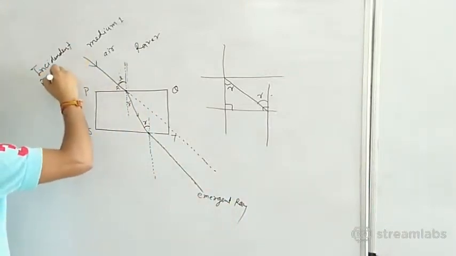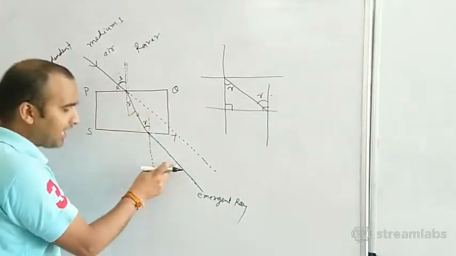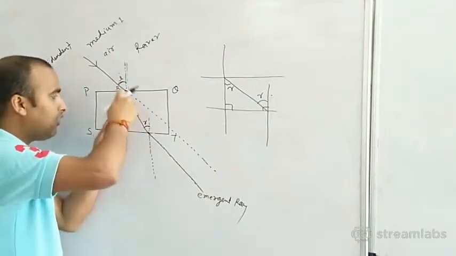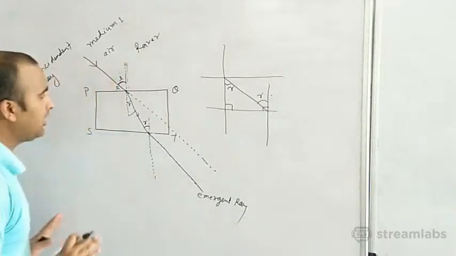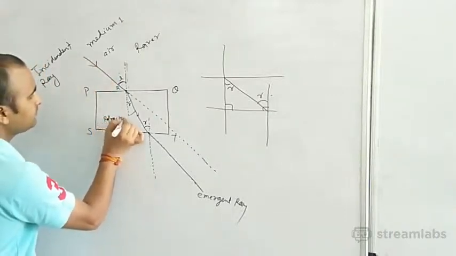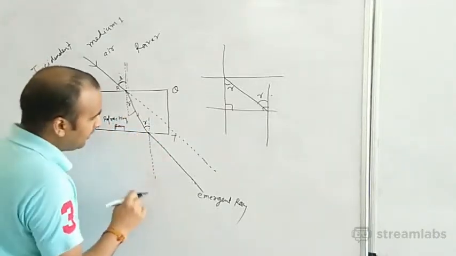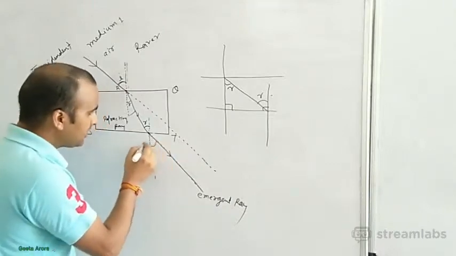Incident ray. And this is the refracted ray. Okay, refracted ray. This is also a refracted ray. But the light is coming out from this slab, so I call it the emergent ray. Okay, so the angle between the emergent ray and the normal, suppose this is the angle of emergence.